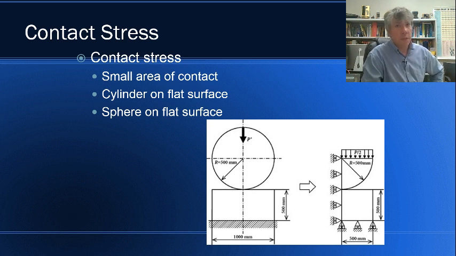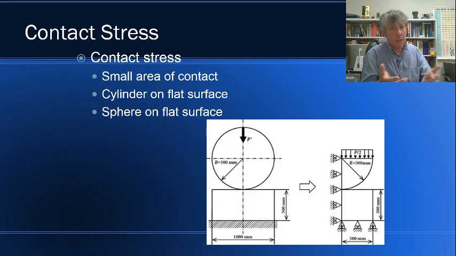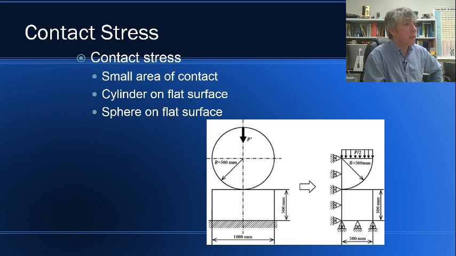Contact stress naturally arises from bearing stress. Usually it's a small area of contact. Think of a cylinder on a flat surface or a sphere. Usually we're talking about a point or line contact. So there's a lot of overlap between bearing stress and contact stress. But in bearing stress, typically there's more contact at the beginning. In contact stress, there's very little or theoretically zero contact or a point contact.